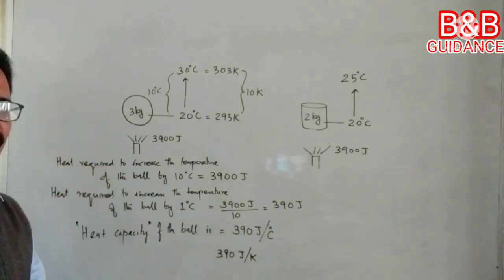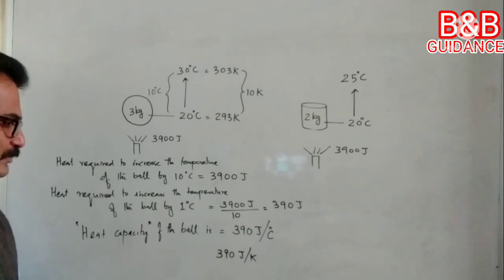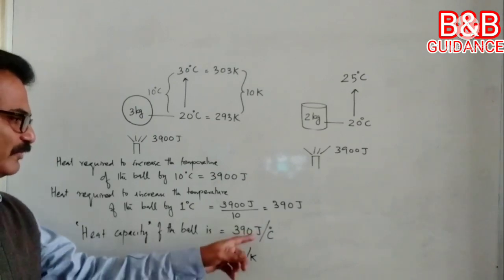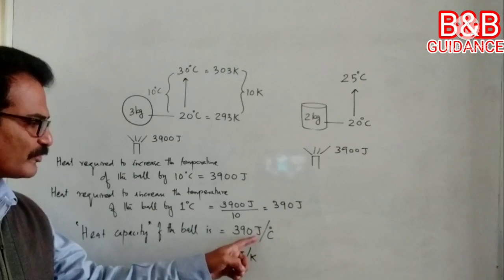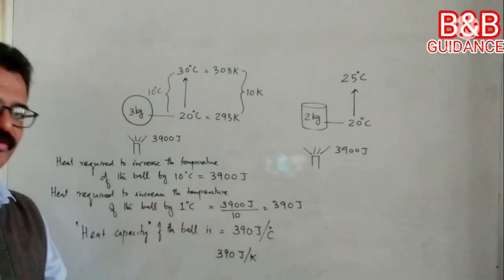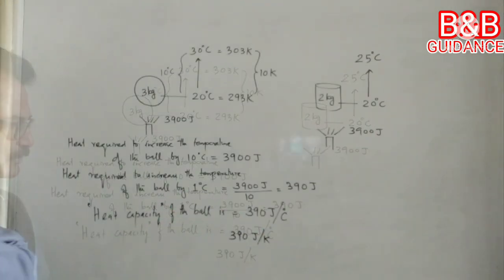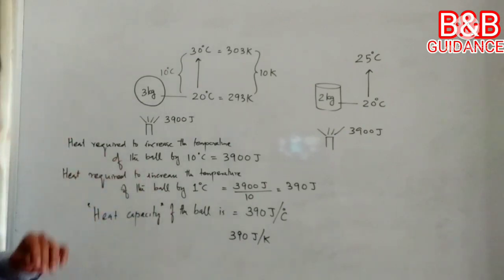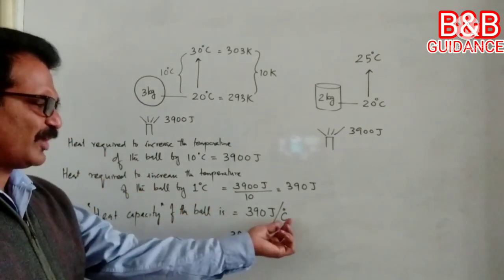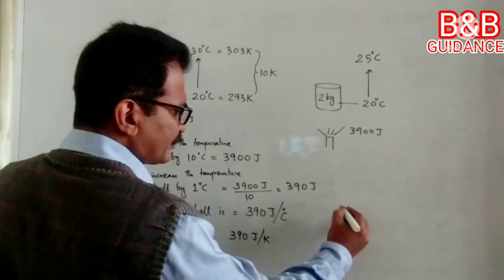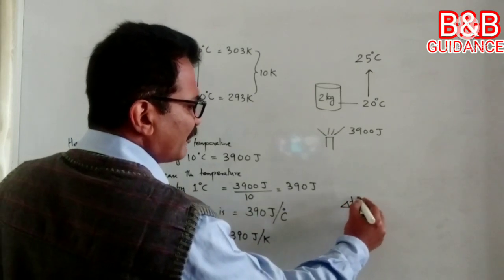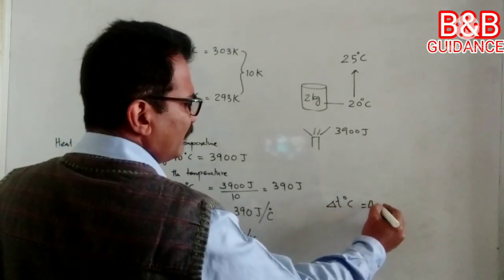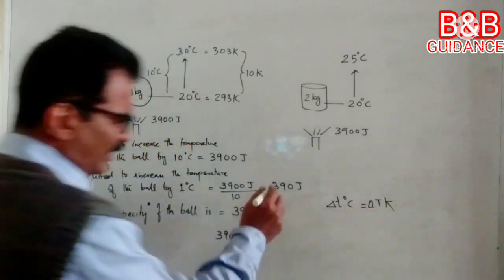What is the SI unit of heat capacity? Joule per Kelvin. If somebody says joule per degree Celsius, is it correct? That is also correct. The reason is that the change in temperature, what I told you, the difference in Celsius scale is same as the difference in Kelvin scale.